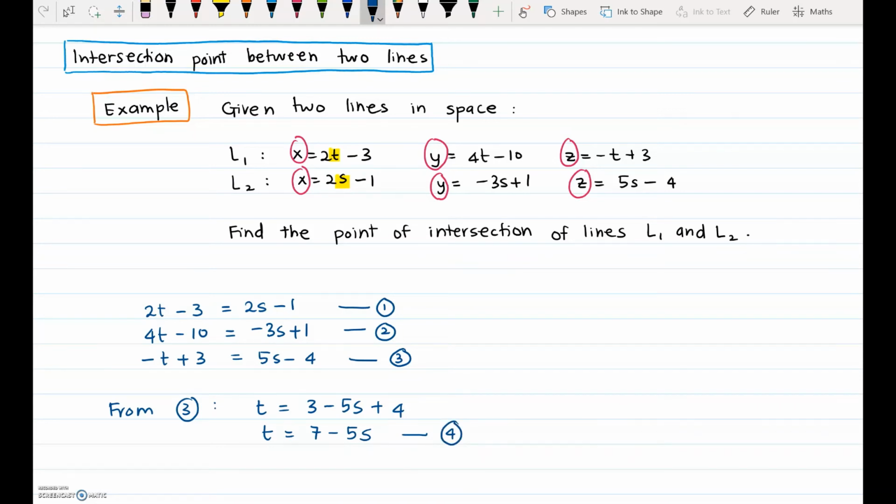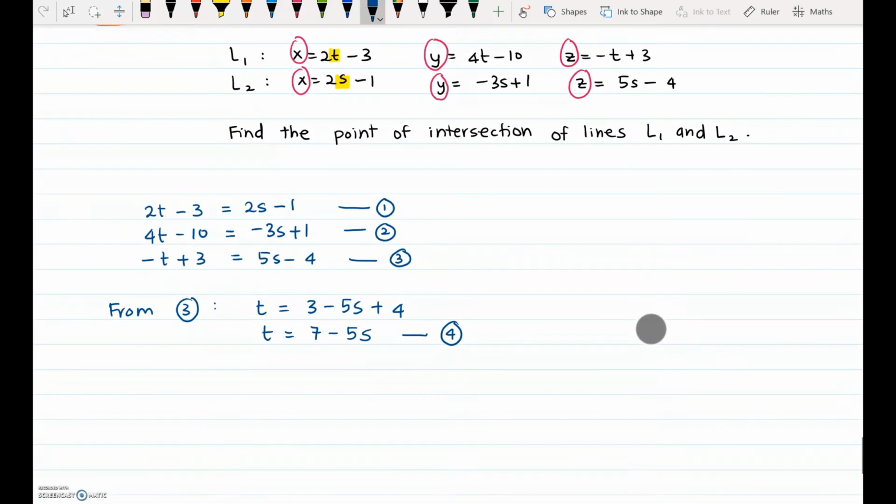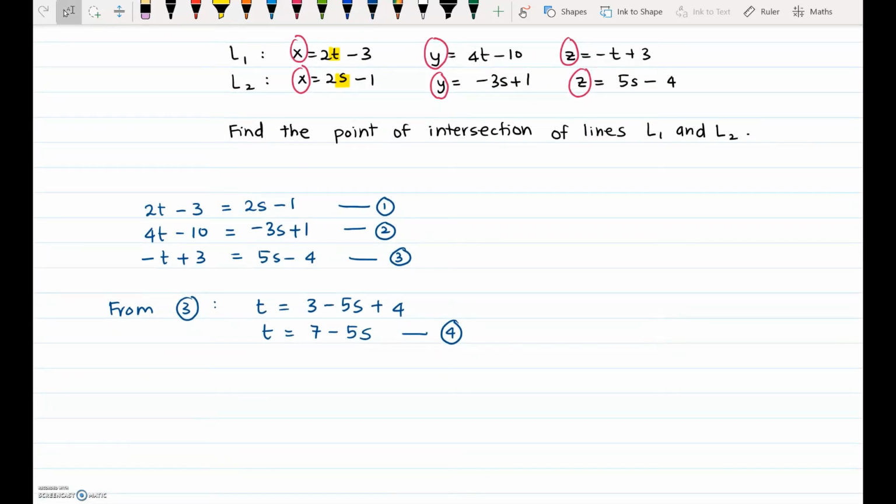Alright, so if you can see here, since we have only s and t, two unknowns, that means it will involve only two equations that you need to simplify. So meaning here we will use equation number 3, and let's say we want to use equation number 1. Okay, so next step is we want to use the substitution method.